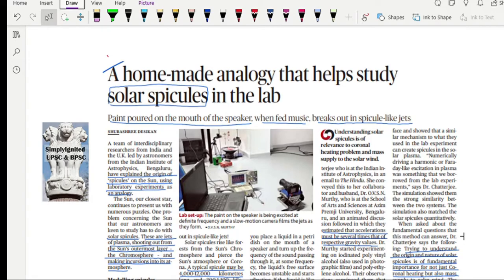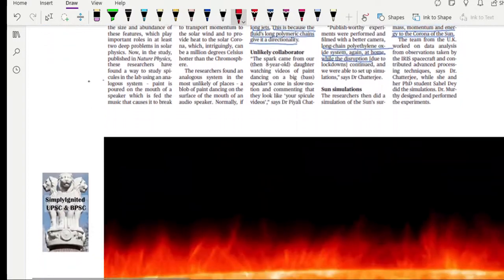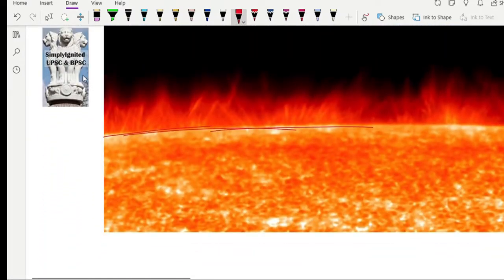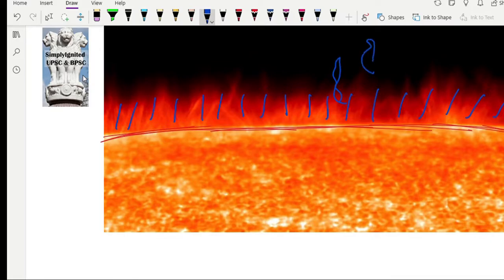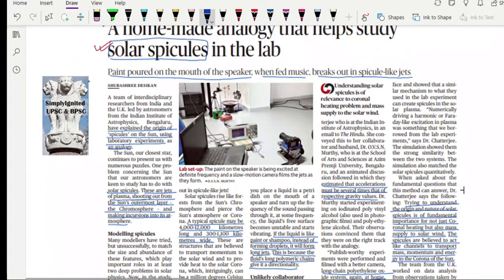So the first article in today's science and technology deals with this homemade analogy that helps study solar spicules in the lab. Now let us first understand what a solar spicule actually is. See, this is the surface of the sun, and from the surface of the sun we see these flares coming out, and sometimes they eject some mass. This mass is known as solar spicules. Now you understand what a solar spicule is. Now let's move further and understand what exactly this article wants to say.